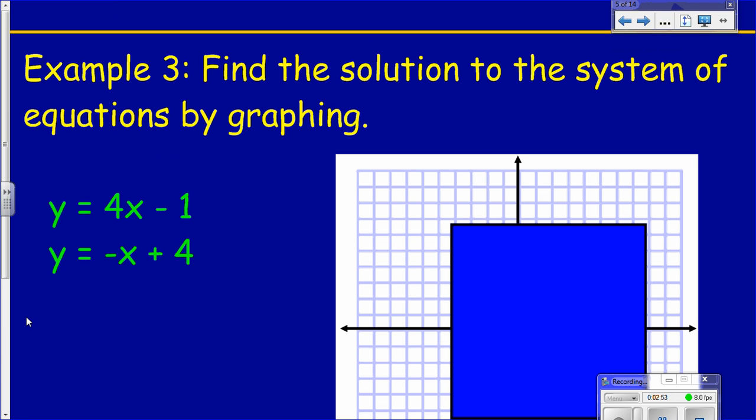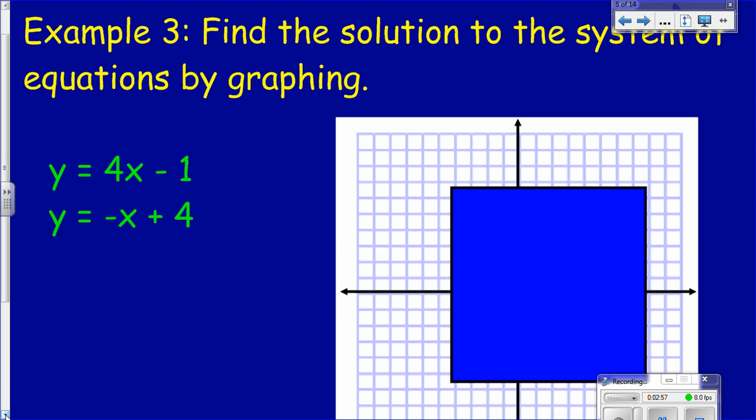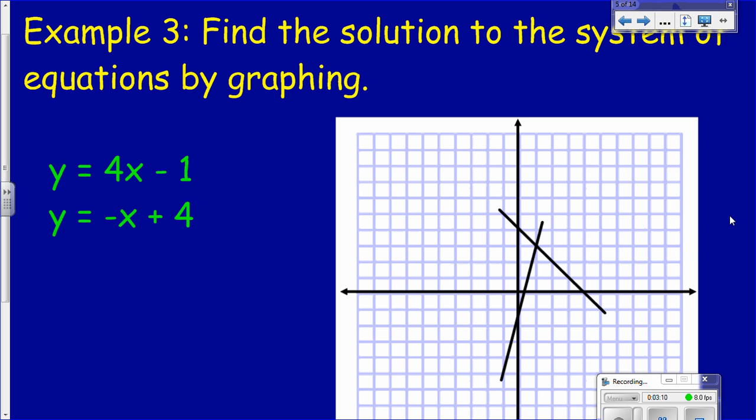Here's another example. y equals 4x minus 1, and y equals negative x plus 4. Again, stop the tape, draw the graphs, see what you get, and then come back and see if it matches. Here's what my graph looked like. The intersecting point is at 1, 3.